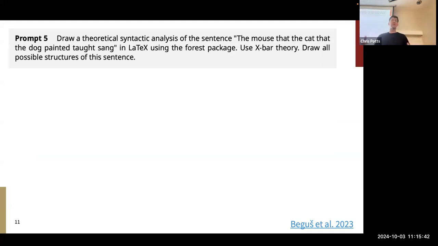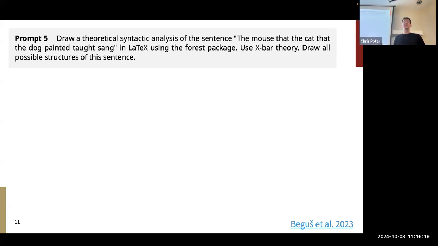And one step further here, so Gašper Beguš at Berkeley, he actually wrote a paper where he simply asks large language models to be linguists. This is going to send fear through you if you're trying to teach a class in syntax right now, because this is going to reveal to you that these models can probably do your homework. So here, Gašper has prompted it with "draw a theoretical syntactic analysis of the sentence, the mouse that the cat that the dog painted taught sang," a center embedding sentence. You've seen these probably all and only in Chomsky and generative linguistics classes and nowhere else in your life. They're very difficult to parse.